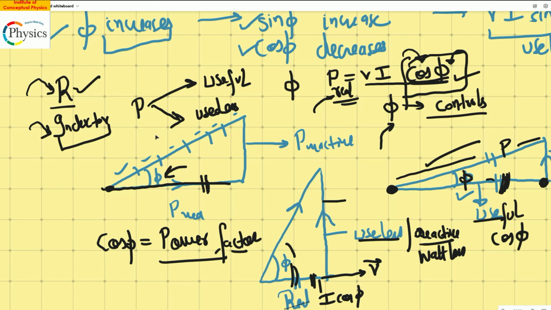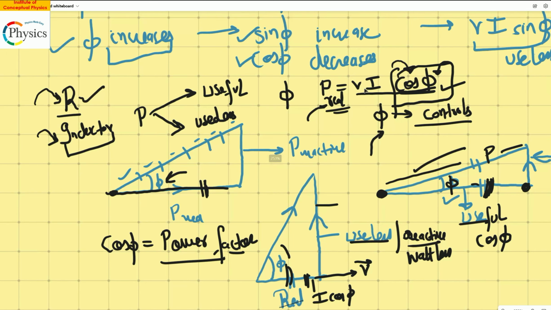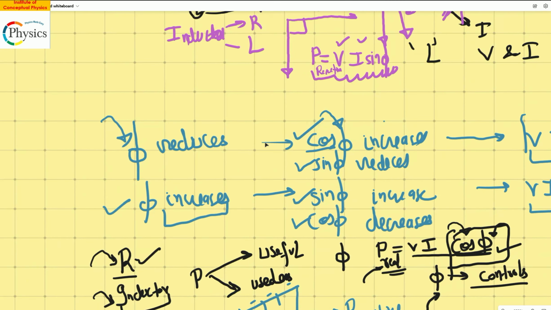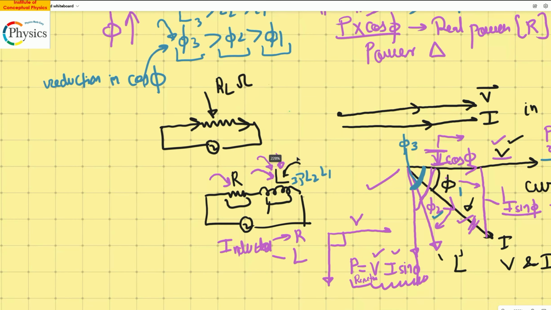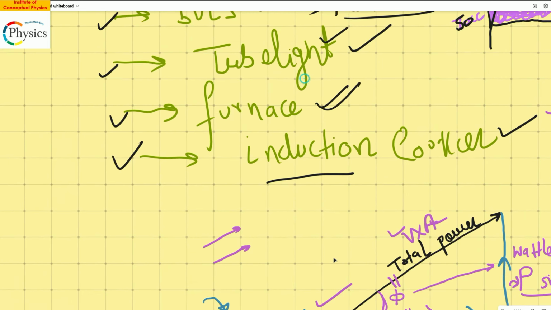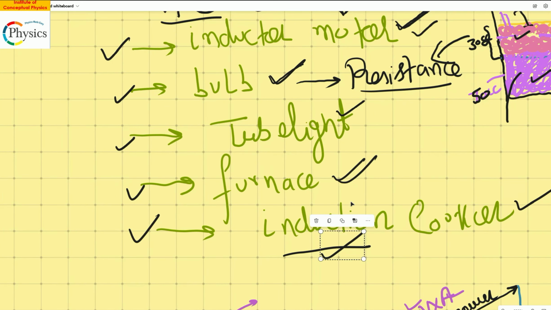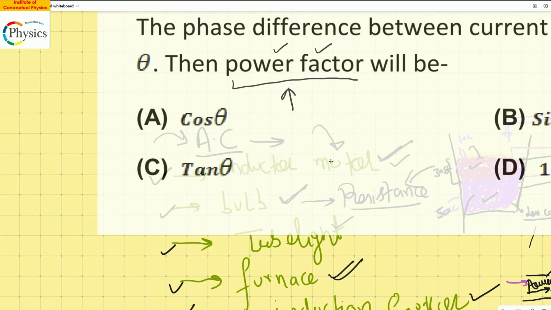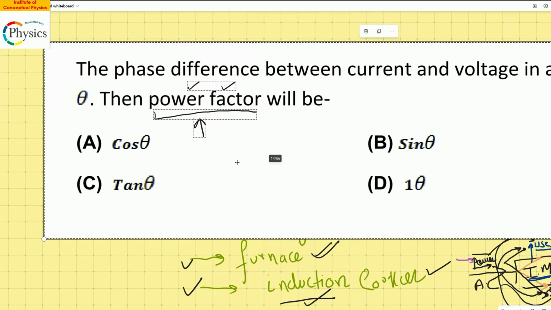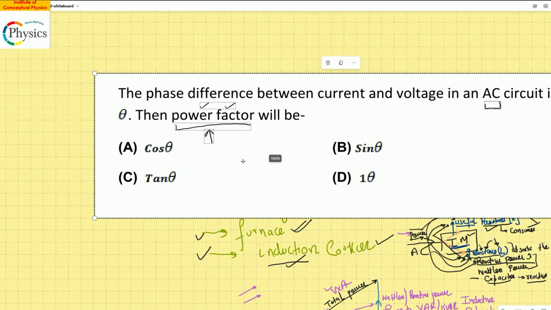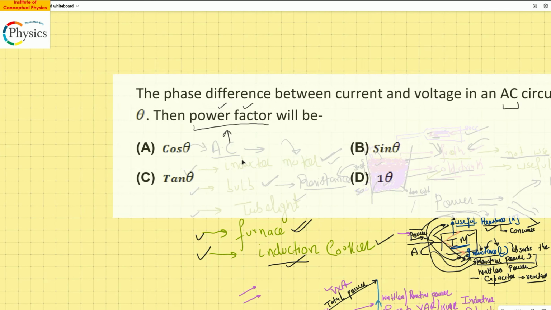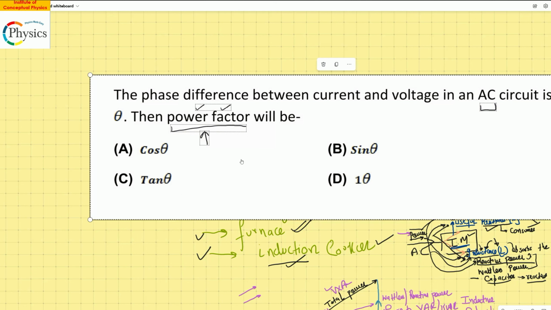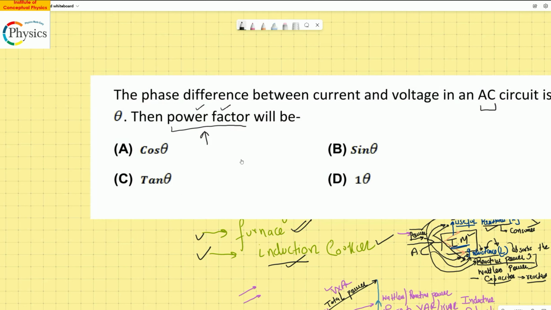So if you go back to this question, the expression VI cos phi, let's read the multiple choice question which I started with, and I told you I will not just blindly solve the numerical unless I make you understand the concept properly. The phase difference between current and voltage, and when they say phase difference, they mean the voltage is here, right? The voltage part is here. So the lag, the angle between them, this is your voltage.